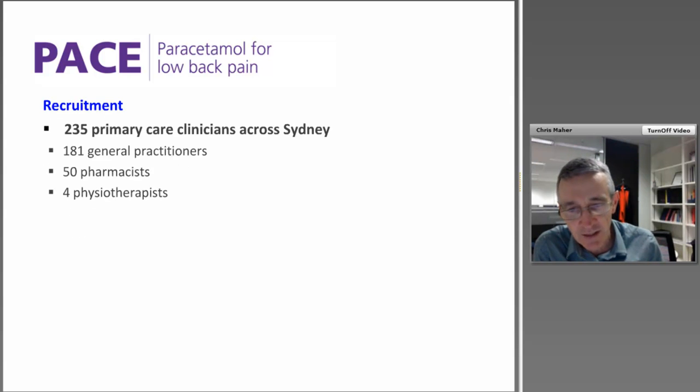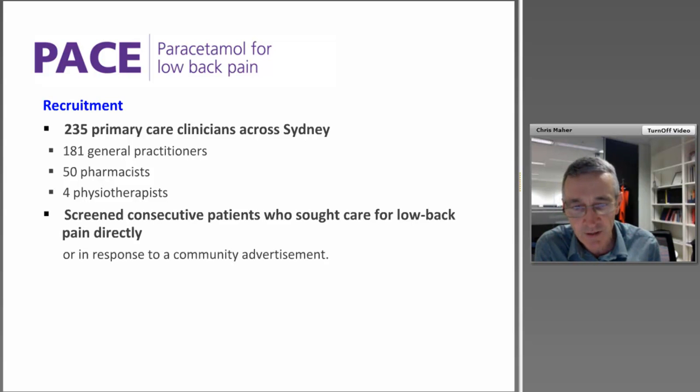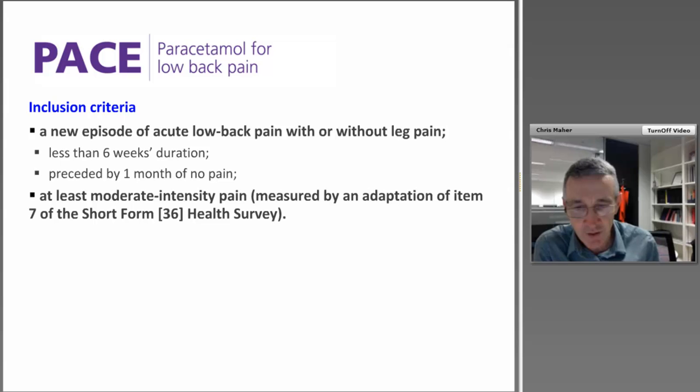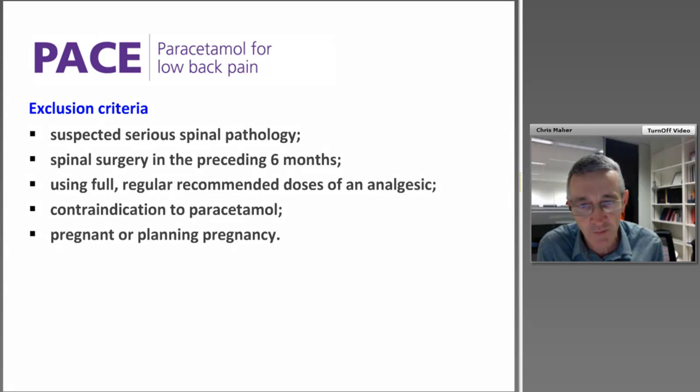We conducted the study in Sydney, mainly recruited from general practice, but got a few from pharmacies. And then we just screened consecutive patients. The inclusion criteria were fairly straightforward. They had to have acute low back pain and they had to be causing moderate intensity pain. We wanted them to have sufficient pain that we could measure some improvement over time. We excluded people with serious pathology, as you'd expect. We excluded people with surgery.